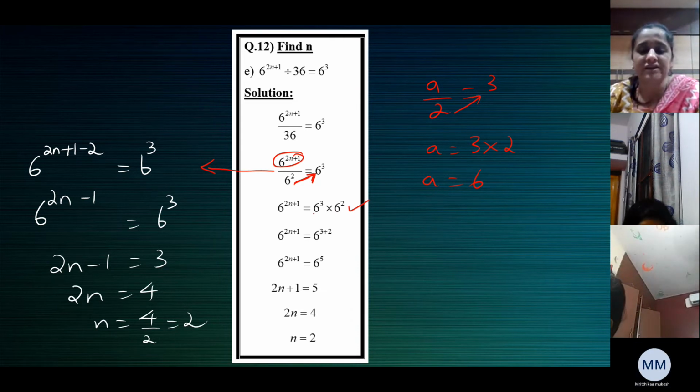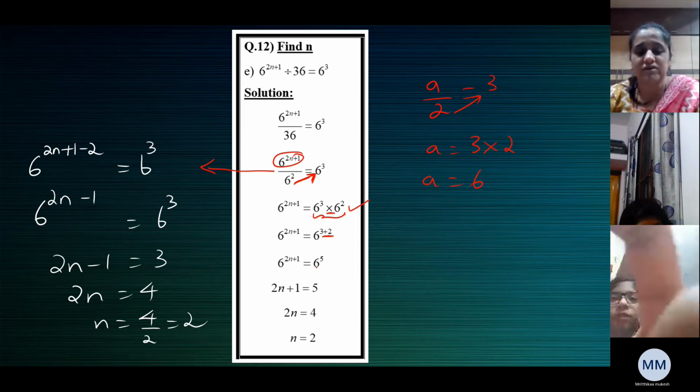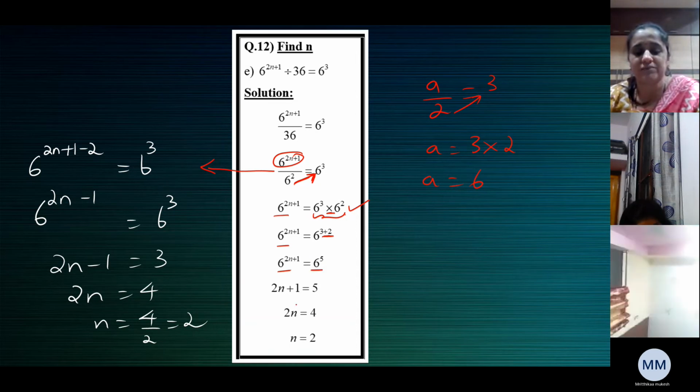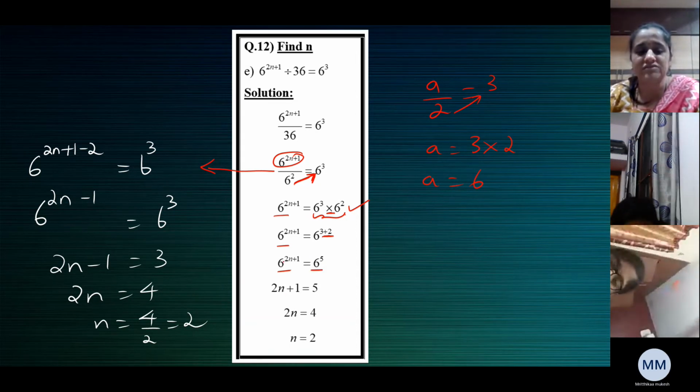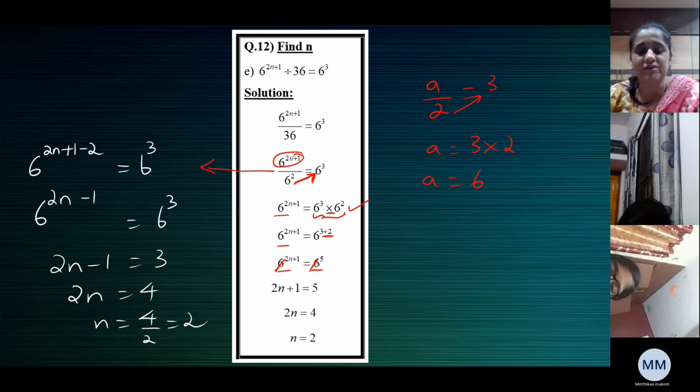Okay, now on the right hand side, bases are the same, 6, 6, and it's multiplication. So we add the powers. Understand that? Yes, ma'am. So that becomes 6 to the power 5. 6 to the power 2n plus 1 is equal to 6 to the power 5. Now on either side, bases are the same, 6, 6. So you can equate the powers.